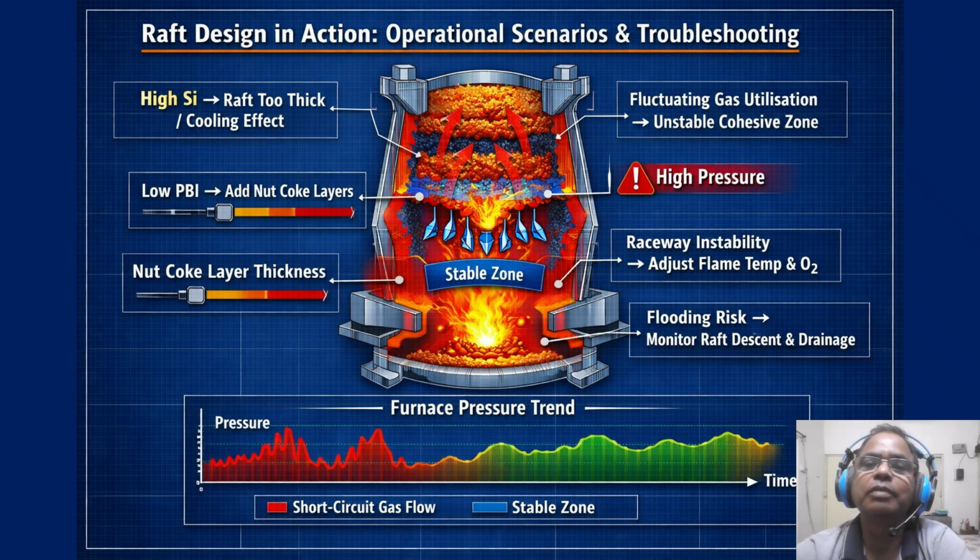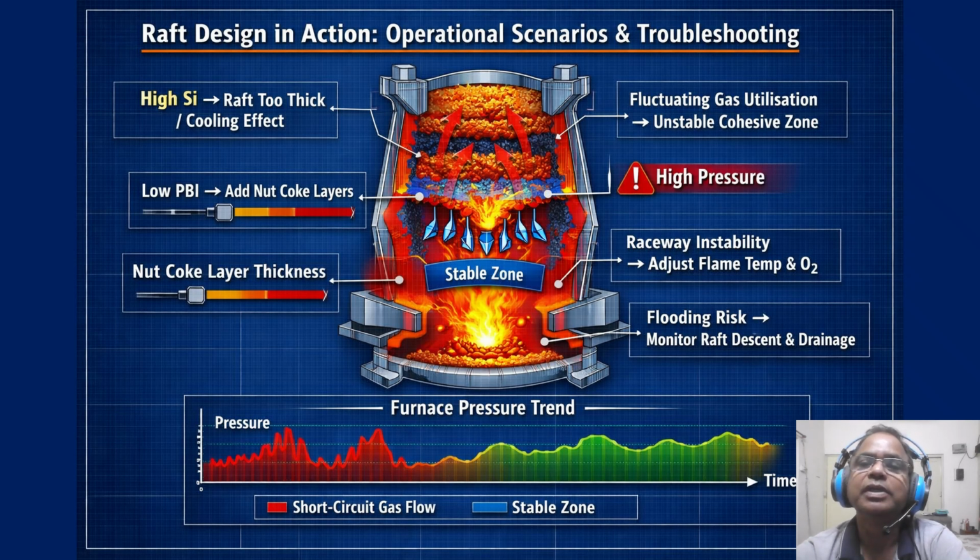So, coming to the operational scenarios and troubleshooting. Theory is nice, but let's talk about what you see on your shift. Scenario one: your silicon keeps climbing to 0.8 and the hot metal is cold. Most guys add more coke. Wrong move. That happens when the raft is too thick. The gas cannot reach the lower zone. What is the fix then? Increase oxygen enrichment to sharpen the flame, or add a thin layer of nut coke to break the raft's choke point.